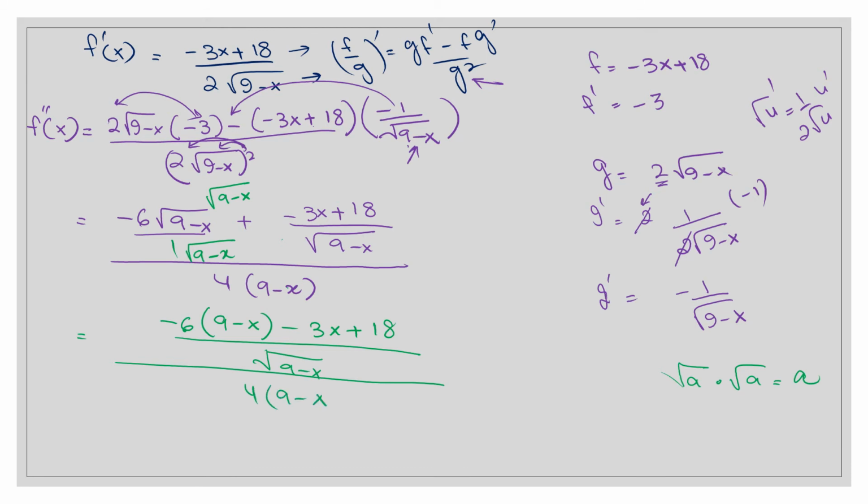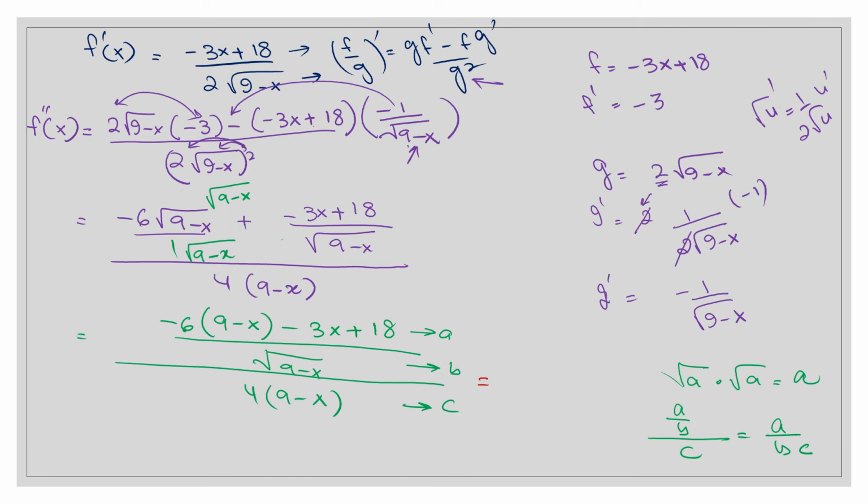Now we are familiar with one more concept, that is a over b, whole upon c, gives us a over bc. So our a is here, our b is here, and this is our c. So how can we solve it?